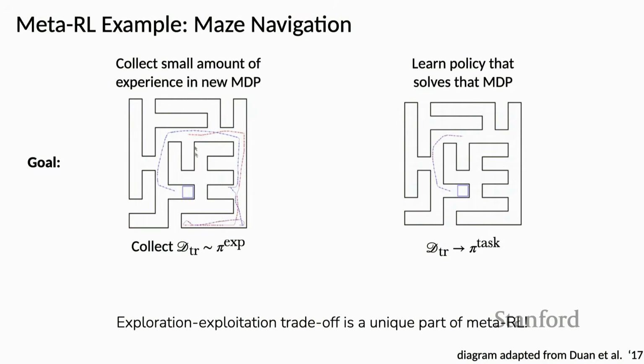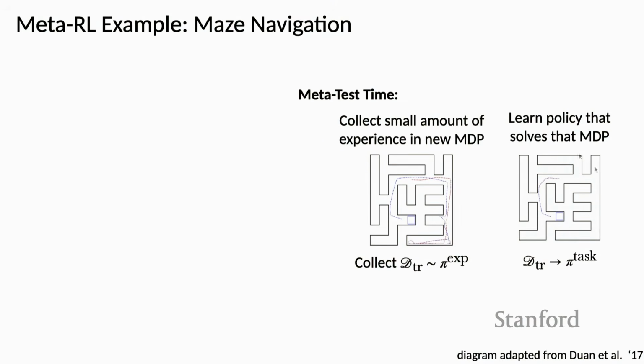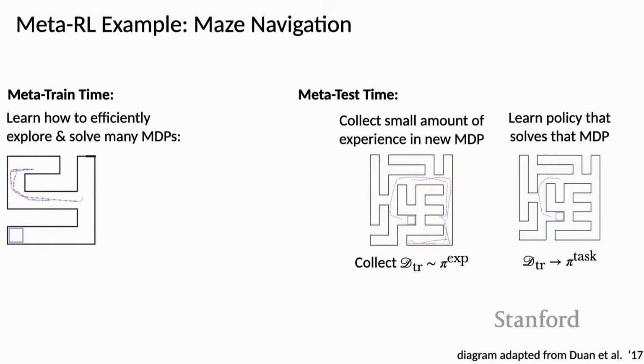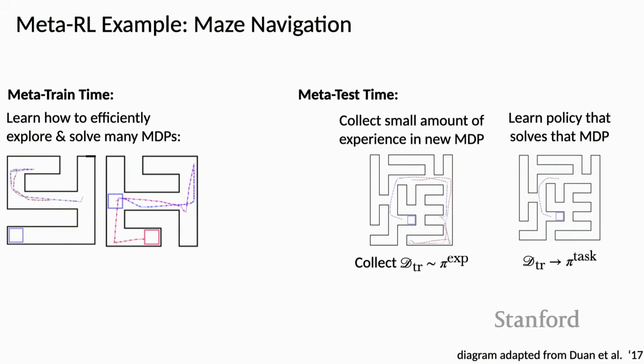So if this is our goal, this is what we'd like to be able to do at test time. We'd like to be able to quickly learn a new maze. Then to set our agent up for success, at meta training time, before we try to adapt to a new maze, we'll try to learn how to efficiently explore and solve many other MDPs that are related. In this case, they can be other mazes like this and so forth. And these are each of the tasks that we'll be training on in order to adapt to a new maze.